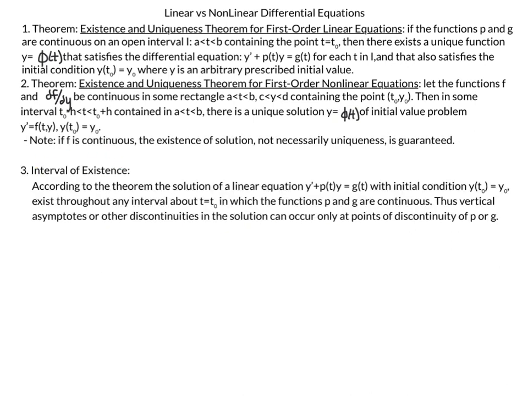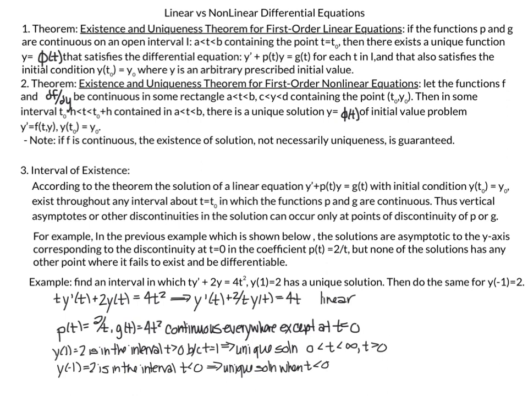Considering the interval of existence, in other words, where do solutions exist? According to the theorem, the solution of a linear equation with initial conditions exists throughout any interval in which the functions p and g are continuous. Again, this is this theorem here. Thus, vertical asymptotes or other discontinuities in the solution can only occur at points of discontinuity of p or g.